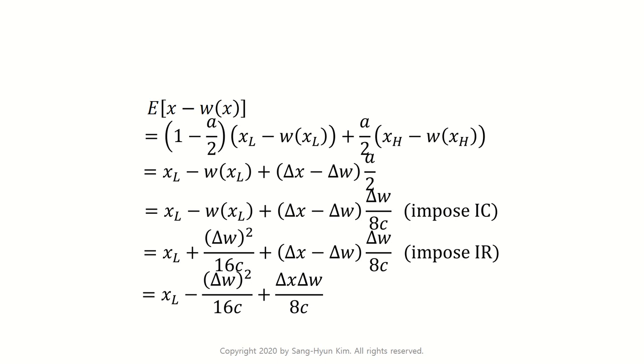Okay, so expected profit of the principal can be written like this. And to derive this, we use both the IR constraint and the IC constraint, which means we already imposed these two constraints. Now we can just maximize.